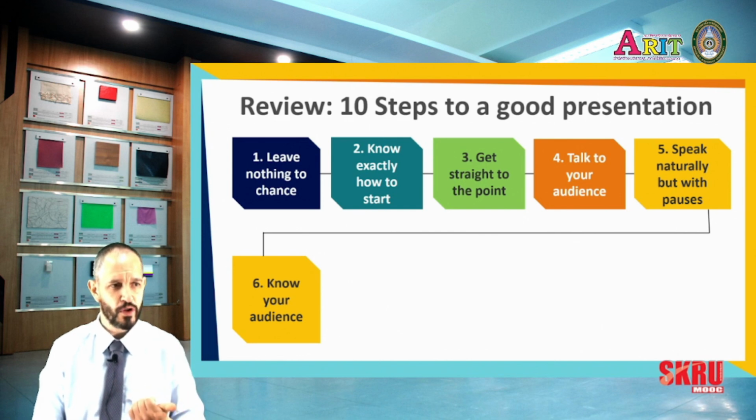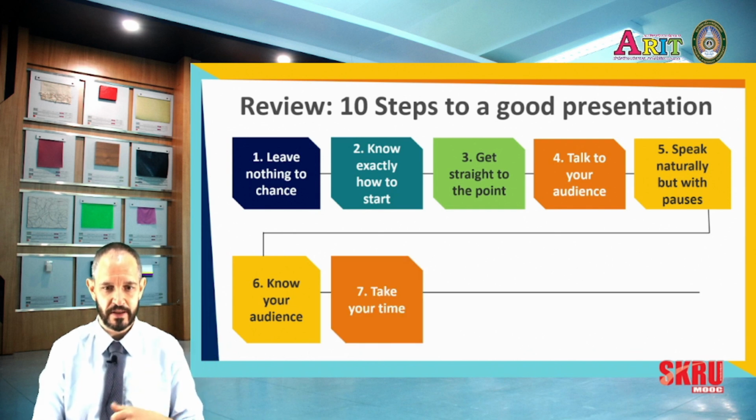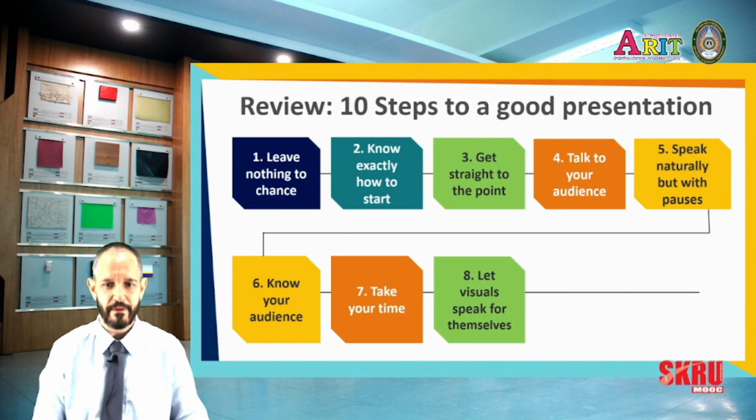Know your audience. Know what they're interested in. Know what information they need to know. Know what they want to know and what they want to do. And know what language is the right language for them so they can understand and not become disinterested. Take your time. When you're nervous, you talk fast. Remember, slow down. Let visual aids speak for themselves.